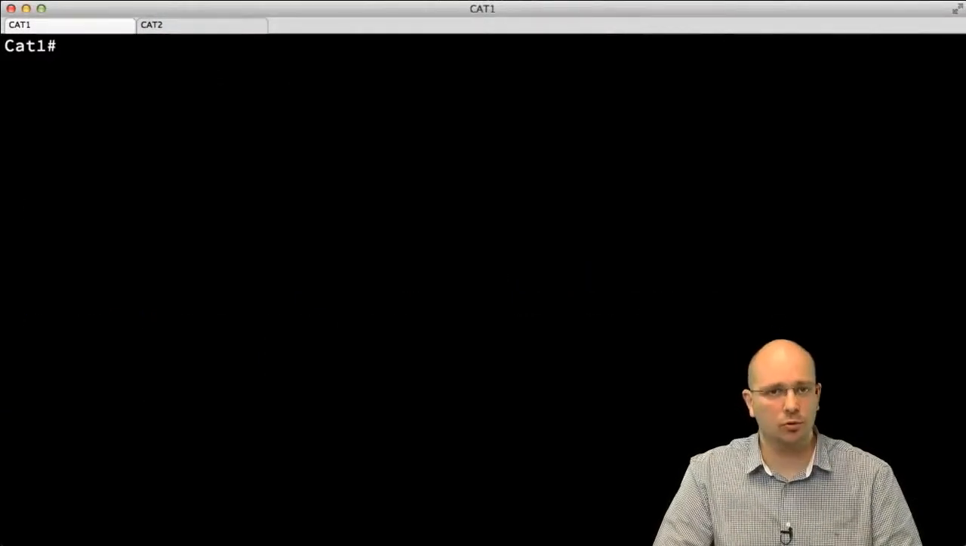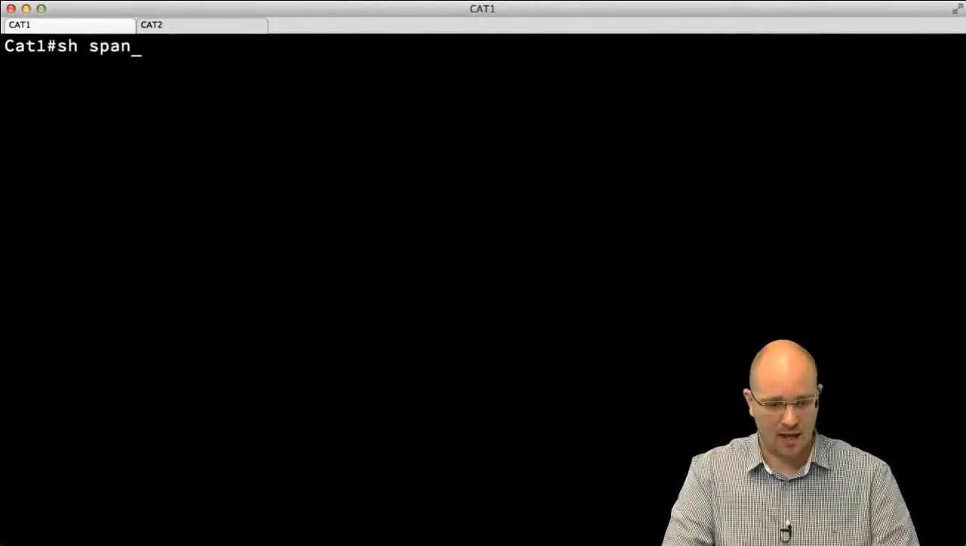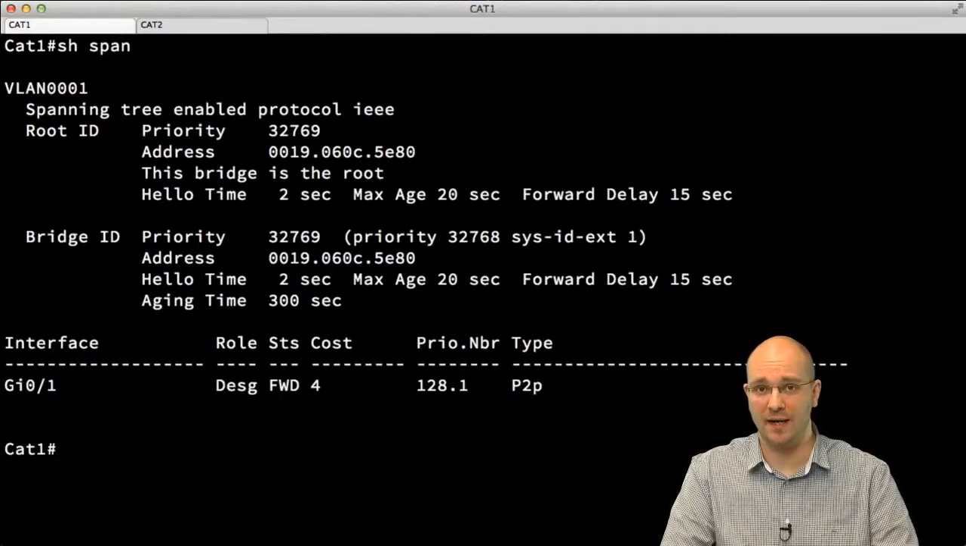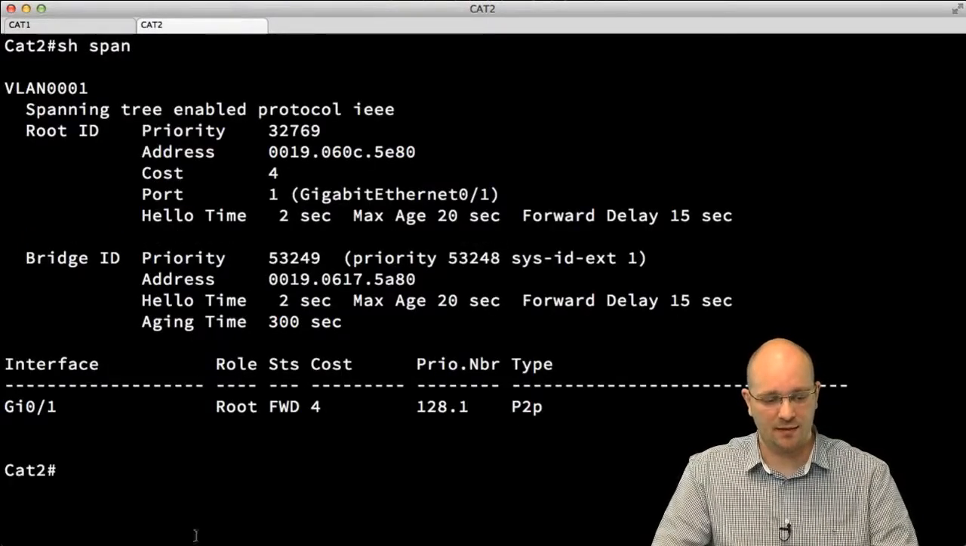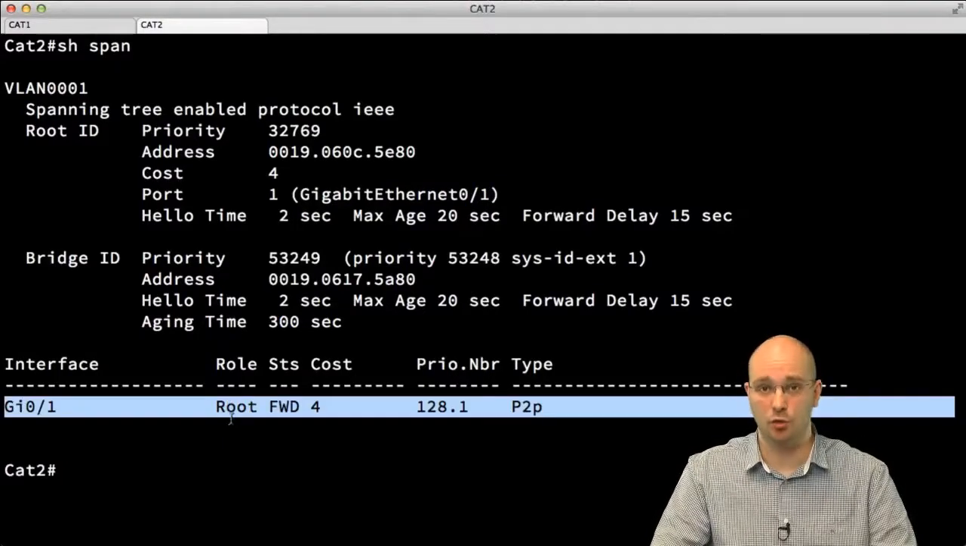I have undone all the changes that I have configured on my Cat1 and Cat2, and they are back to their normal state. So on Cat1, if I do show spanning tree, I see that Cat1 is the root and that Gigabit 0/1 is the designated forwarding port. On Cat2, I can see that Gigabit 0/1 is the root port.